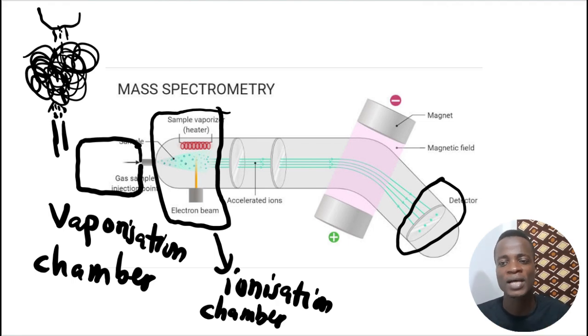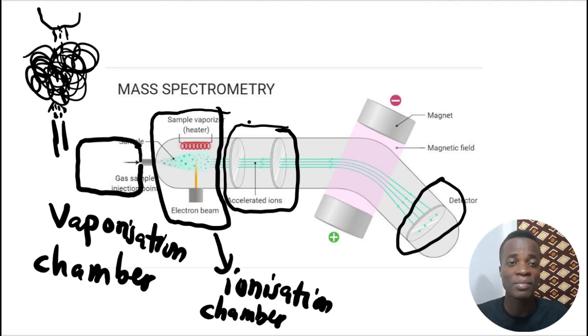So let's see what happens ahead. Now we all understand that we have positive ions coming from here. Now these are plates. Two plates are here. This particular plate, we are going to call it the acceleration chamber, right?